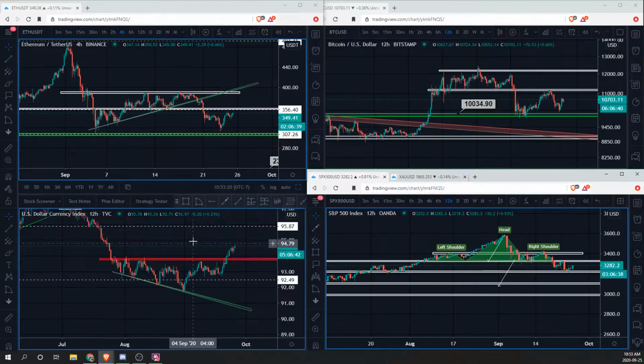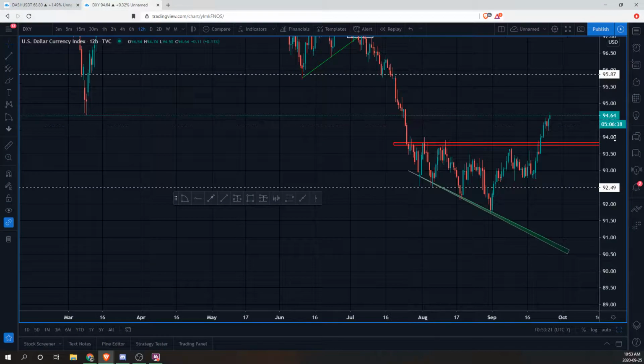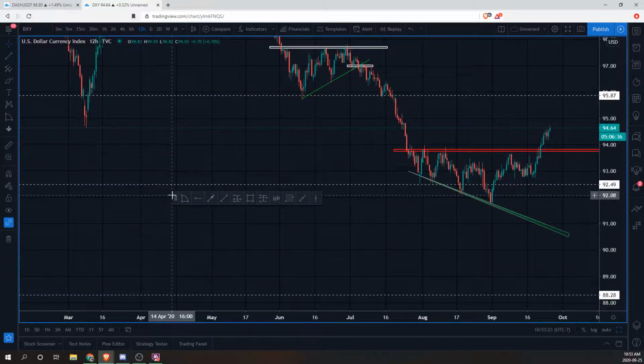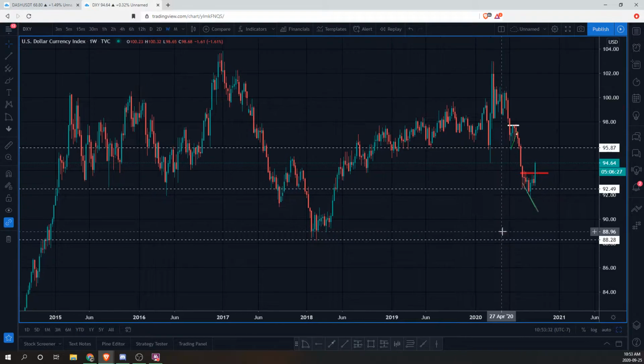So the DXY actually does look a little bit more bullish after bottoming out right here on a major level of support at around $93. So let's just move this right here. We're going to be looking at initially the weekly chart to get a good understanding of this potential demand zone.